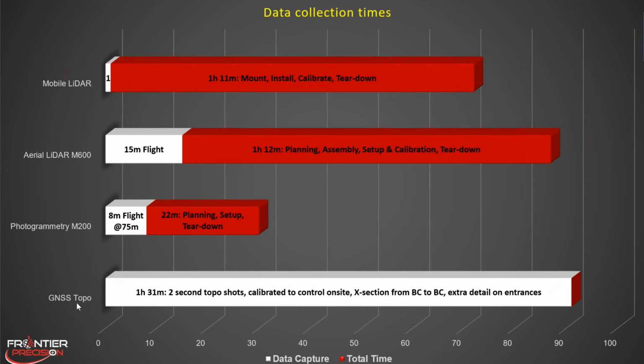The topography survey with the GNSS took us 1 hour and 31 minutes. With that, we were doing 2-second topo shots. We weren't doing rapid points. That included calibrating to our control targets on site, and then doing our cross sections from back of curb to back of curb, and then any extra detail on the parking lot entrances and things like that.